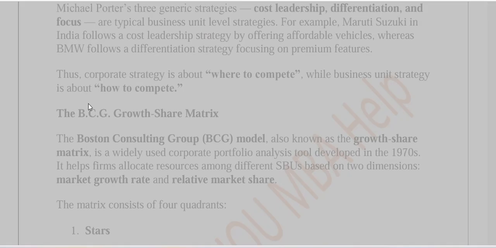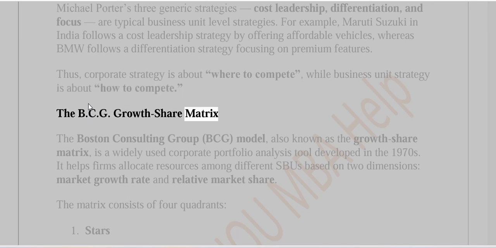Michael Porter's 3 generic strategies, cost leadership, differentiation, and focus, are typical business unit level strategies. For example, Maruti Suzuki in India follows a cost leadership strategy by offering affordable vehicles, whereas BMW follows a differentiation strategy focusing on premium features. Thus, corporate strategy is about where to compete, while business unit strategy is about how to compete.